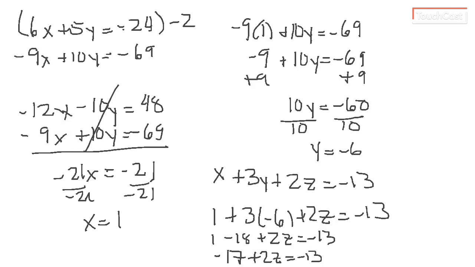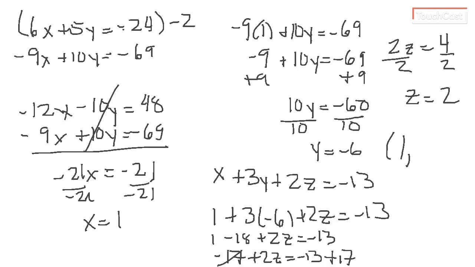So if I add 17 to both sides, we're going to end up with 2z equals 4. So we divide by 2 to figure out that z is equal to 2. So our ordered triple in this case is going to go x was 1, y was negative 6, z we found to be 2. So our answer is 1, negative 6, 2. Let's look at another one. Let's look at the system 4x, so example 2.